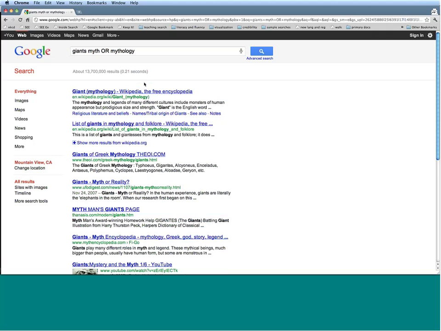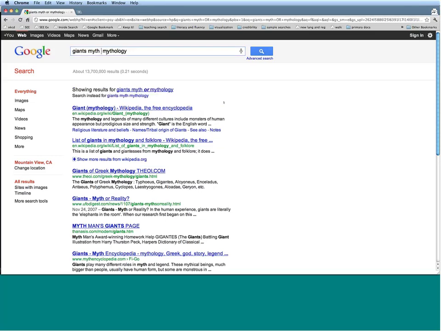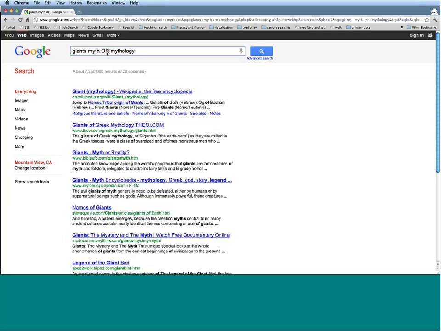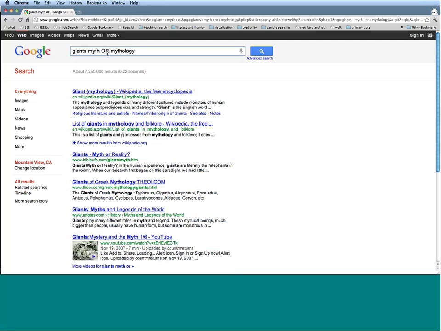Anyway, moving on, you'll see here that I used this other operator that I referred to before, OR. This is the one time in Google that you want to use capital letters. If we use or in lowercase, well, I'm not seeing a change in results, but basically it becomes a search term. And the same thing if you do it like this. It will just view it as a search term. So giants, myth, OR mythology tells it to look for the word giants and the word myth, or to look for giants and the word mythology.